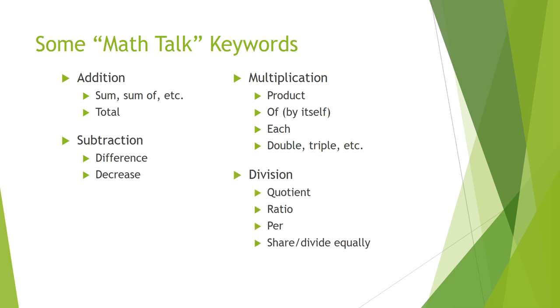So quotient, ratio, per, share, or divide equally. Those are all the keywords that would cue us into division happening in a problem. So if we see, what is the ratio of bananas to apples, and there are 6 bananas and 3 apples, we know it's 6:3, or 6/3 as a fraction, which means division, and simplifies down to 2/1 or 2:1. So the ratio would be 2:1.